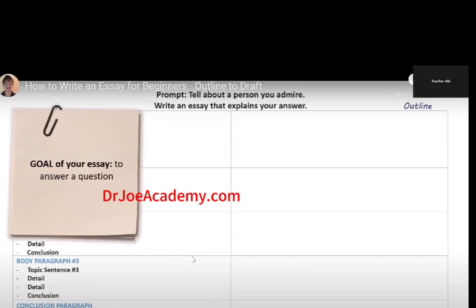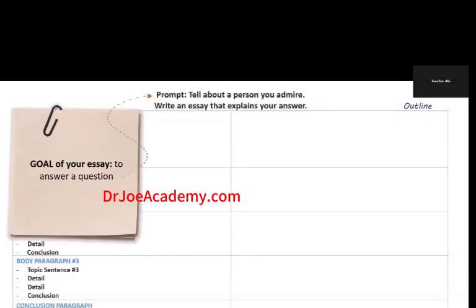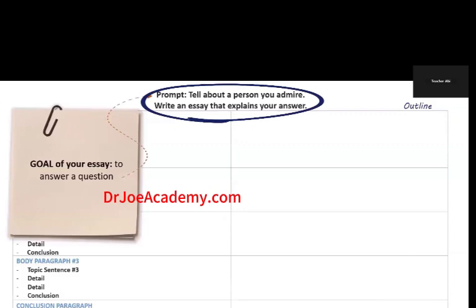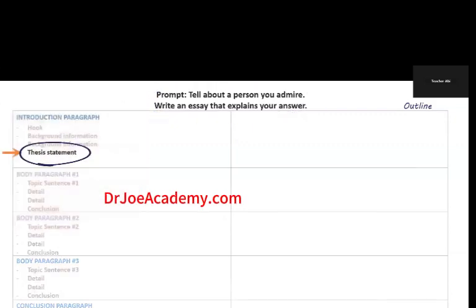A question. That question is your prompt. So let's look at the prompt that I'll write this example to. Tell about a person you admire. Write an essay that explains your answer. Let's write the thesis statement first. There are parts in your outline and your essay that come before the thesis statement, like the hook and background information. But it's quicker and easier to write those parts after we've written the thesis statement.